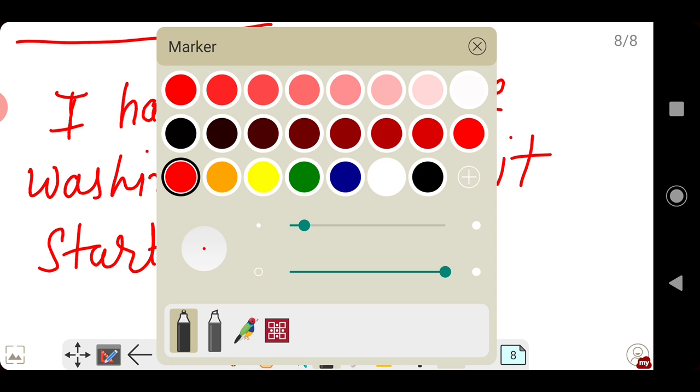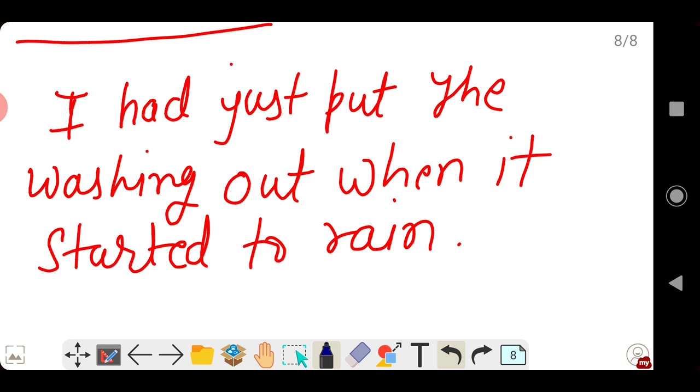Just speak again and again. When it started to rain. I had just put the washing out when it started to rain. Just make it a rhyme. Okay, make it a song. I had just put the washing out when it started to rain. When it started to rain.